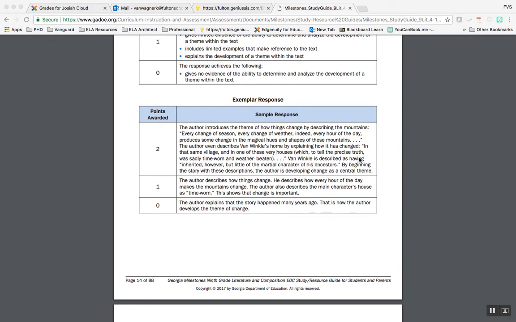Van Winkle is described as having, quote, "inherited, however, but little of the martial character of his ancestors." By beginning the story with these descriptions, the author is developing change as a central theme.